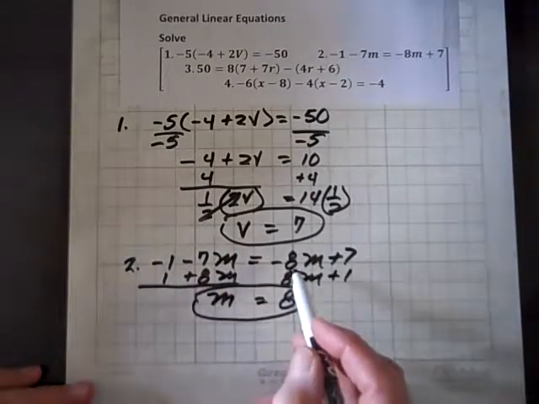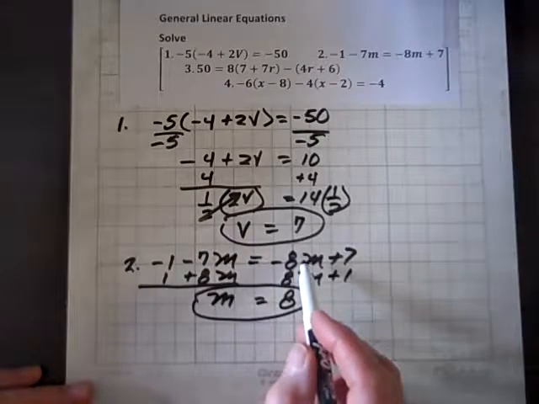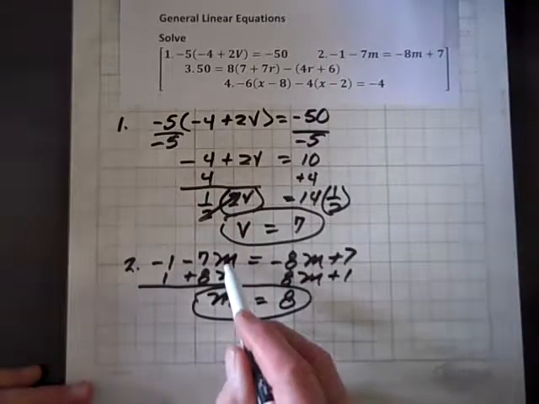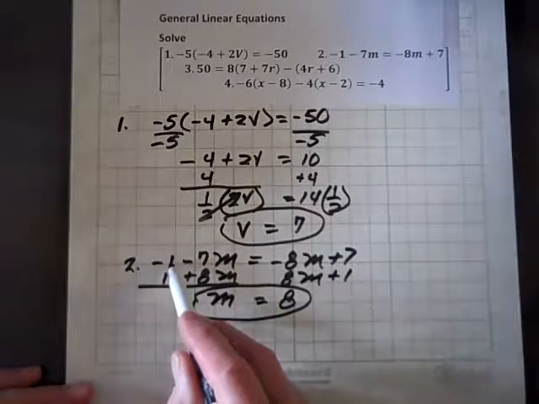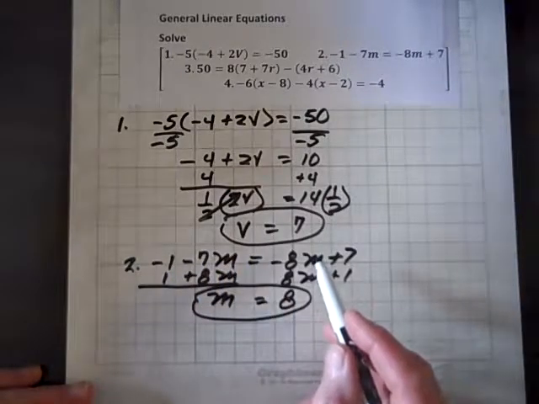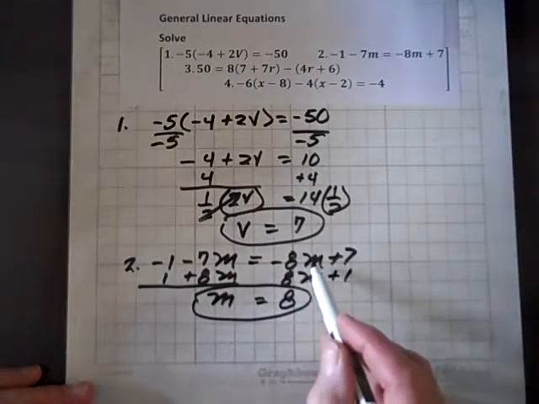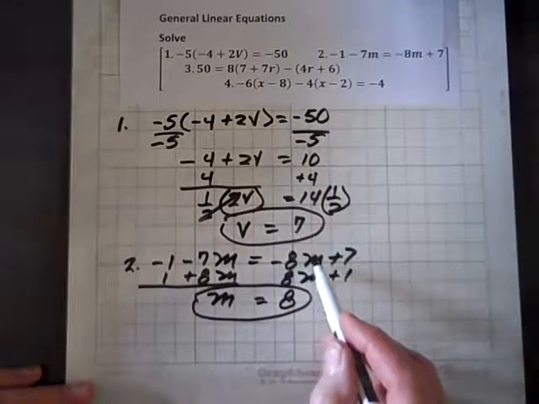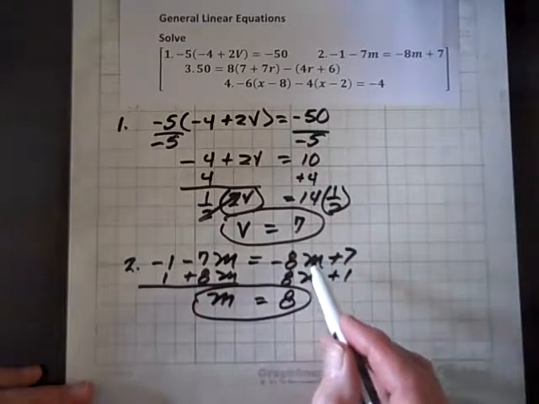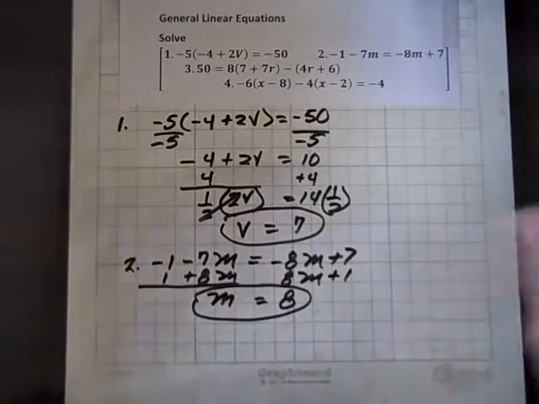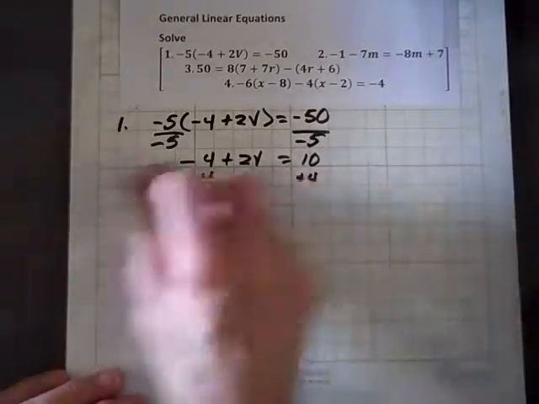We can put that 8 back into the original equation, and we'll see that we get a true statement. This will be -56, and -1 is -57, and -8 times 8 is -64 plus 7 is -57. So it works. Check it out. Let's move on, and we'll do 2 more.